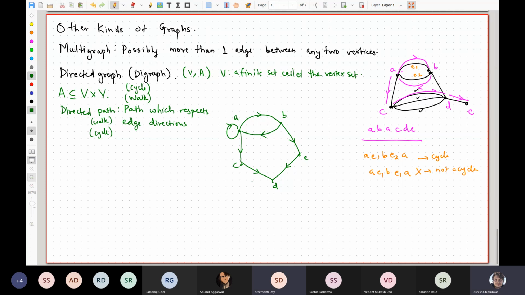Sir, I wanted to just ask that in a cycle, both edges and vertices should be different. But in case of paths, I mean, except the first and last vertex. And in case of paths or walks, we have distinct vertices. In case of paths, you have distinct vertices, which implies that the edges also must be distinct.